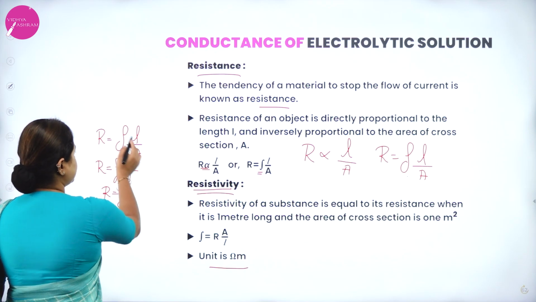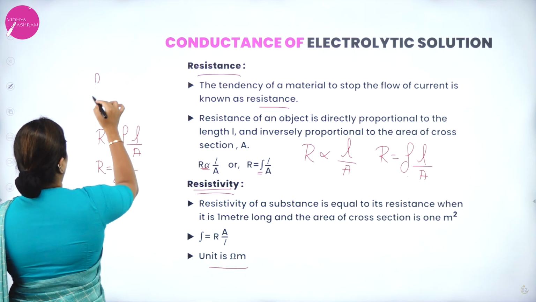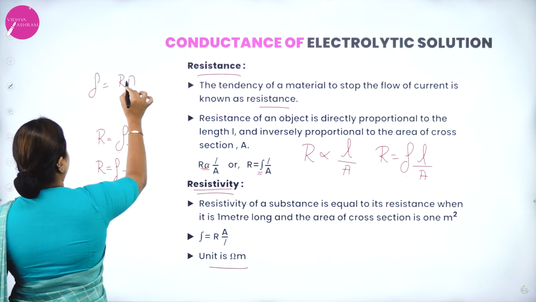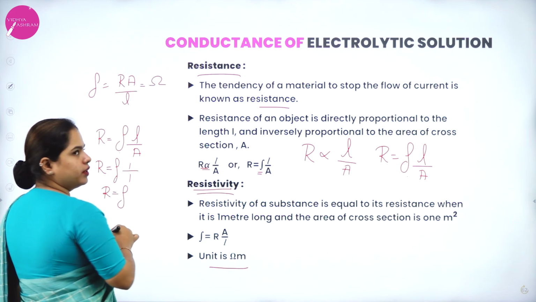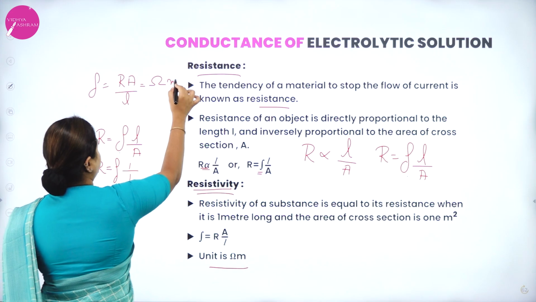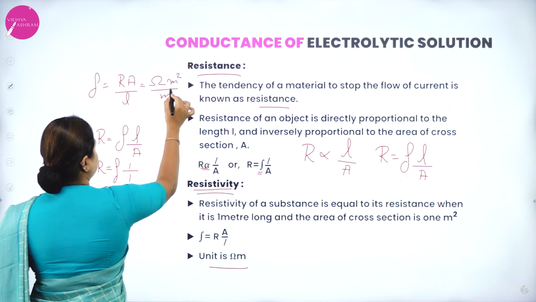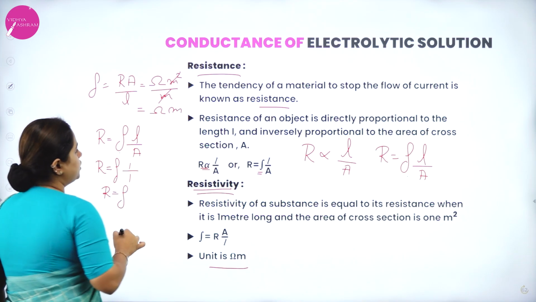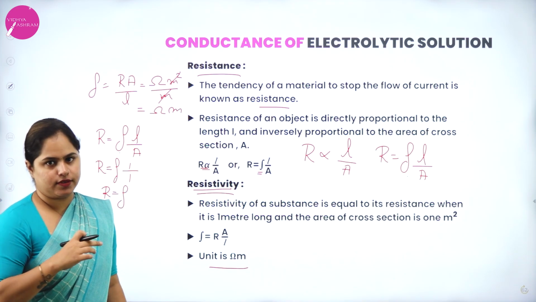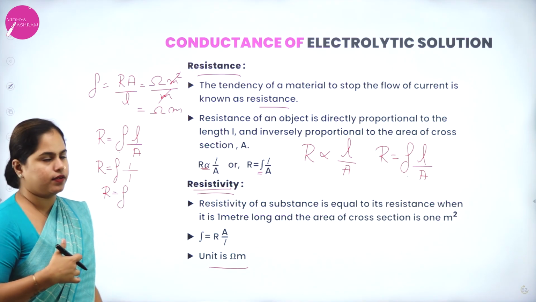So how are you getting this? By rearranging this equation, you have rho is equal to RA by L. So what is the unit of resistance? You have ohm. Yes or no? And area is meter square and length you have meter. This meter and meter square get cancelled. You have ohm meter, which is the unit of resistivity. So I hope resistance and resistivity is clear.